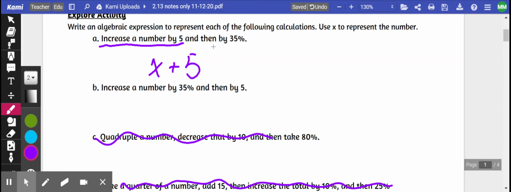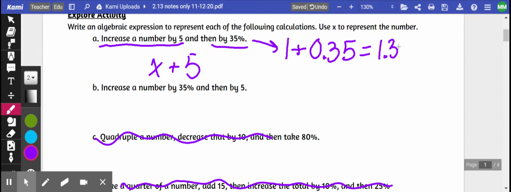And then it says to increase it by 35%. So when we are increasing by a percent, we're going to have 1 plus the percent as a decimal. So if we were decreasing, that would be 1 minus the percent as a decimal. So for this one, we have 1.35. And it says, and then. So with this one, we know that we're applying it to both the number and the 5 that was added. So we're going to make sure to put that in parentheses. So it's going to be 1.35 on the outside of it.